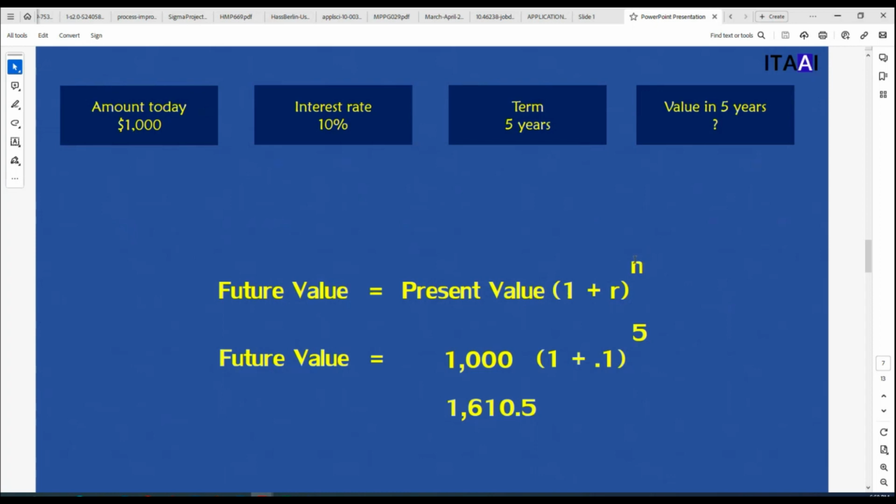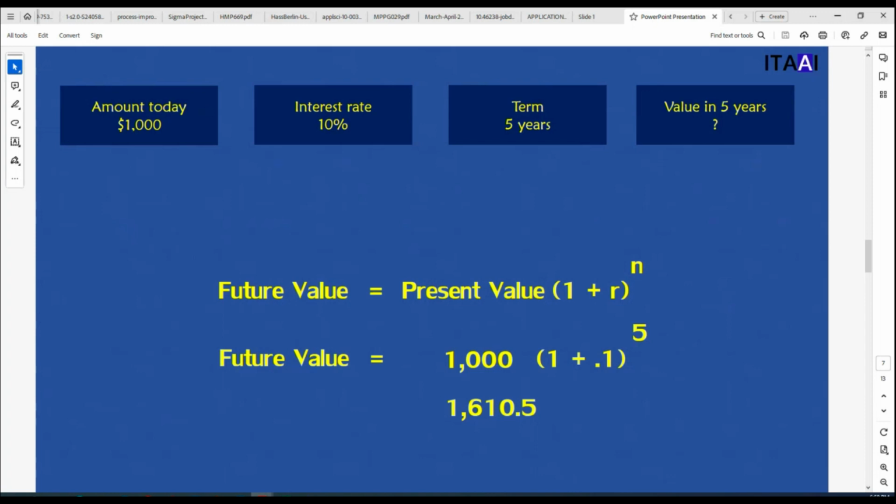And oftentimes that asset is usually purchased on a loan amount. So you'll try to find out how much that will cost over a period of time and so on. So that's when a formula like this will be utilized.